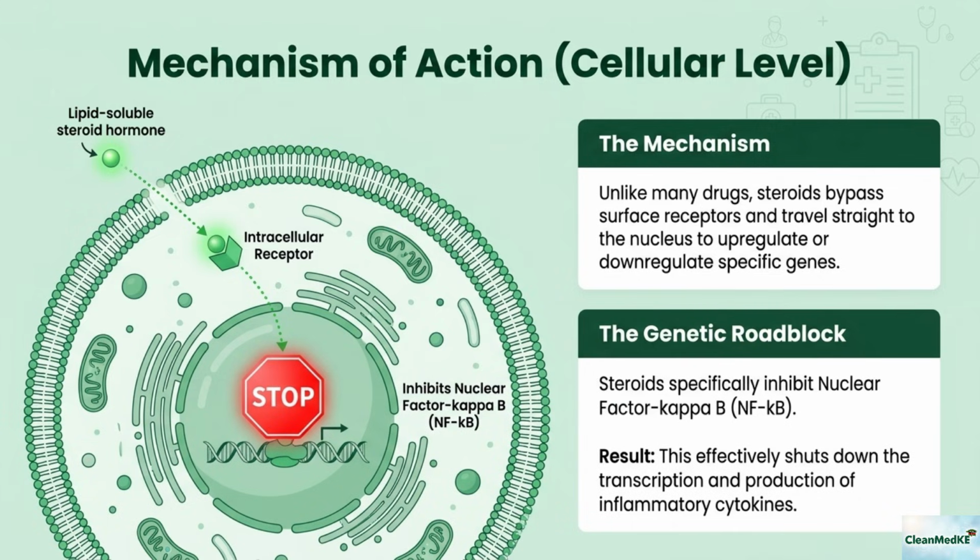At the cellular level, steroids work differently than most drugs. Because they are lipid-soluble, they bypass surface receptors and go straight to the nucleus to turn specific genes on or off. Their most important genetic roadblock is the inhibition of nuclear factor kappa B, NFKB. By stopping NFKB, the cell effectively shuts down the production of inflammatory cytokines.